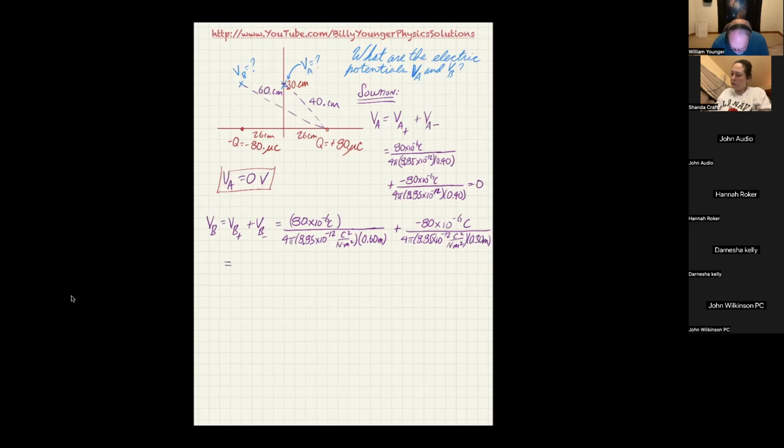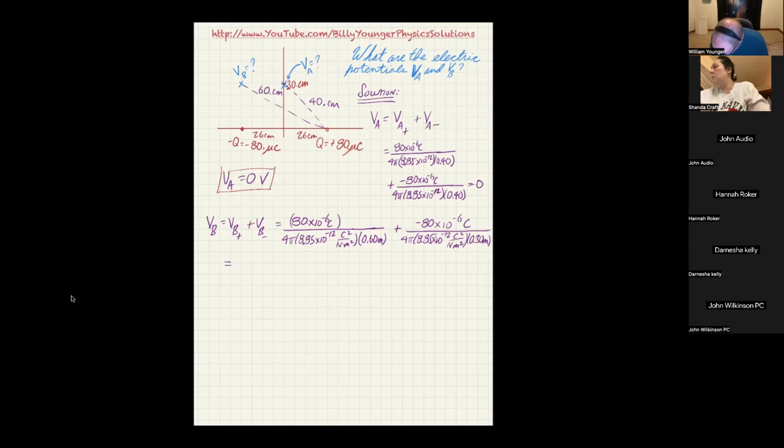I think you can tell by looking at these units, I've got a coulomb that's canceling out with one of the coulombs down below. The newton meter squared will come on top, and one of those meters will cancel out. So I have a newton meter on top and a coulomb on the bottom, but a newton meter is a joule, and a joule per coulomb is a volt. So we see that we do in fact get volts for this.